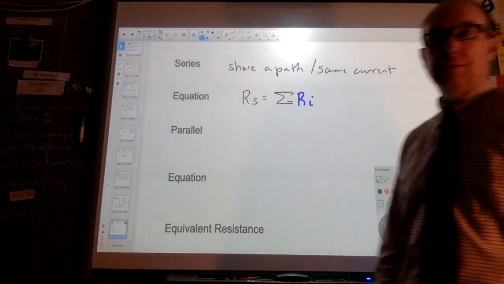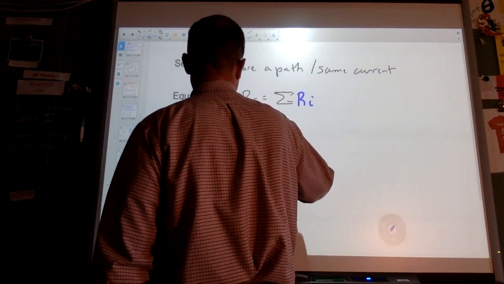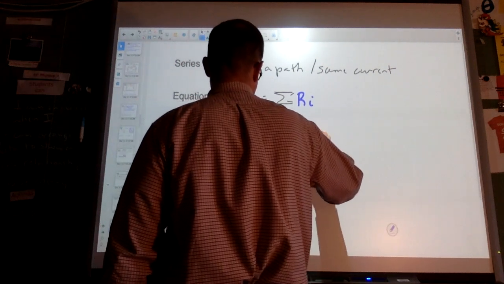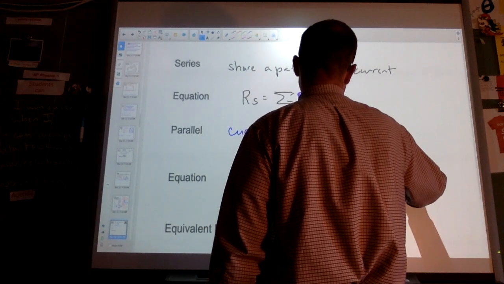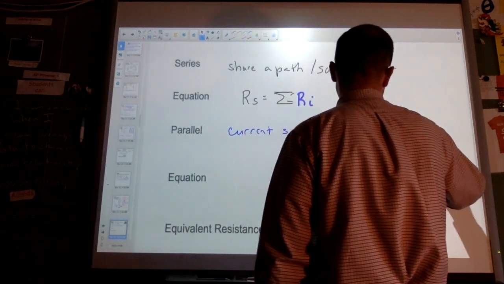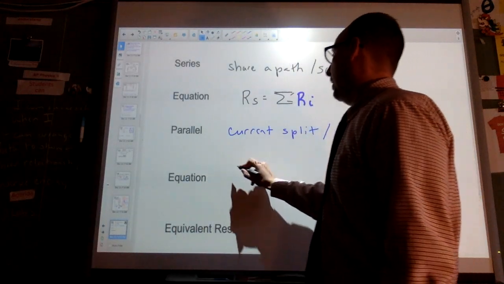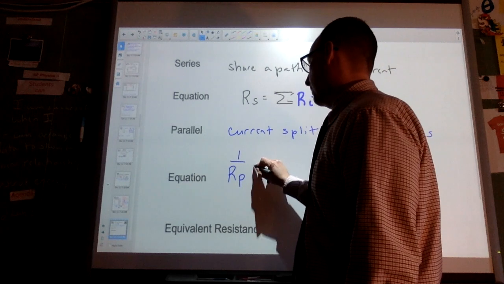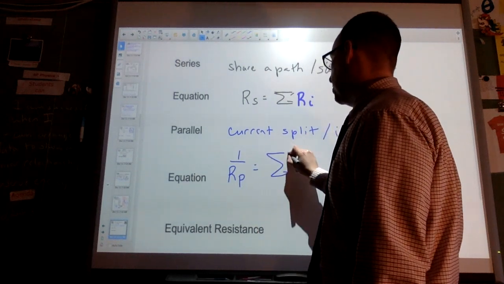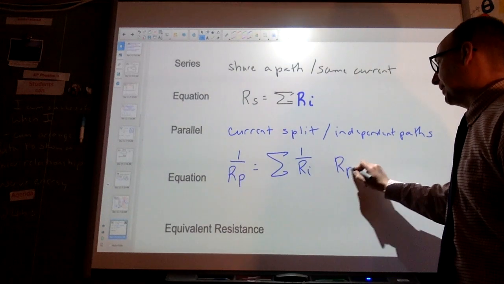What is parallel? Parallel means that the current is split and they have independent paths. What's the equation? I'm going to write it as it appears on your equation sheet, and I'm also going to write it as is actually useful.